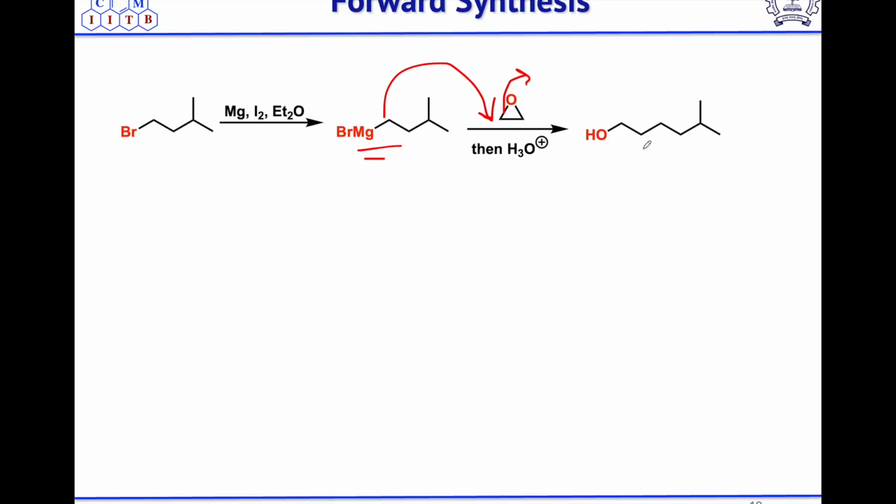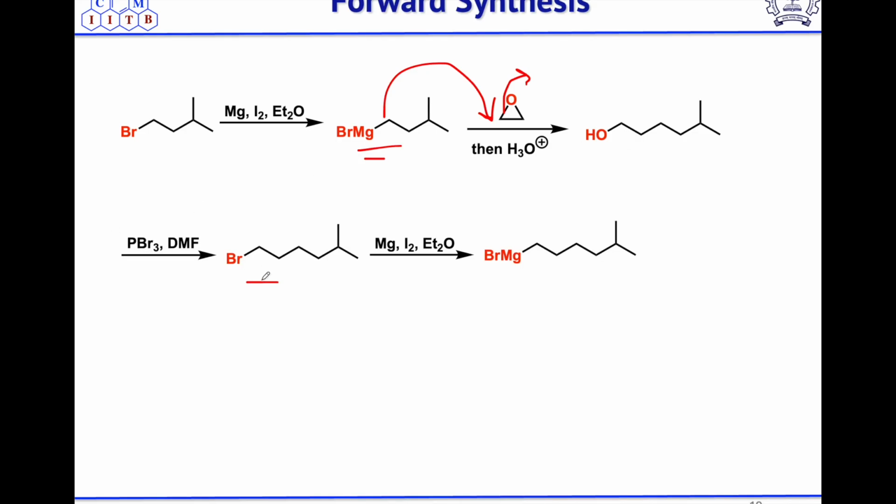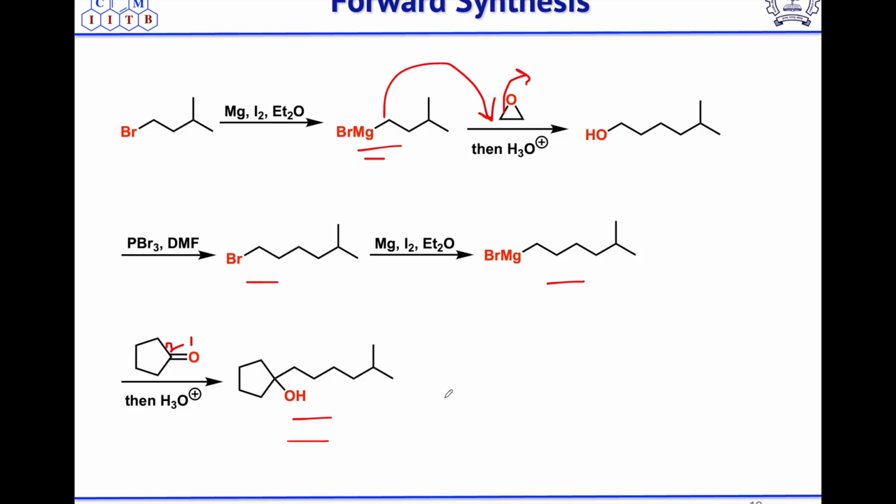Now next, we have to convert this alcohol to bromide. We can treat with PBr3 in DMF and get this halide compound again. And again we have to make this bromide into a Grignard reagent. Now we have to treat it with this cyclopentanone, a 1,2-addition. With 1,2-addition of this Grignard reagent, you will get this tertiary alcohol, right? So this is the forward synthesis.